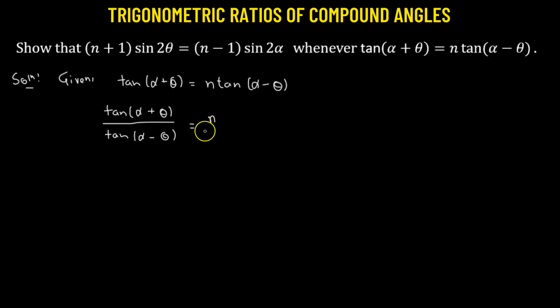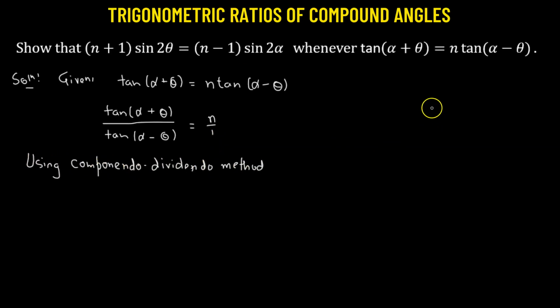Now what we'll do here is use a method known as the componendo dividendo method. Let's state the definition first. If we have the ratio a is to b equal to another ratio c is to d, then it implies that (a+b)/(a−b) must be equal to (c+d)/(c−d). This is referred to as the componendo dividendo method.